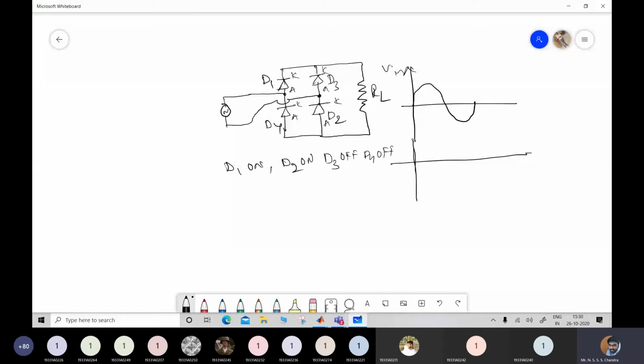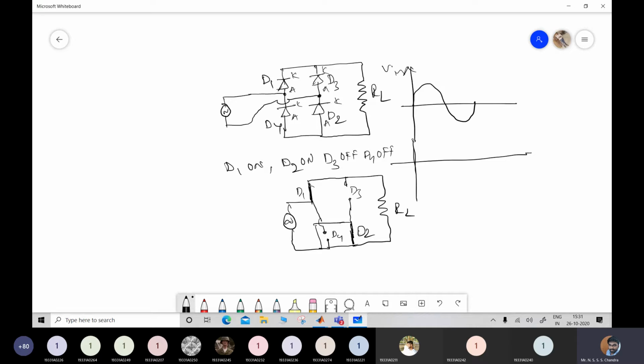Okay, so the circuit will reduce to this. There is a short circuit across diode D1, an open circuit across D3, again a short circuit across D2, and an open circuit across D4. This is how your circuit turns out to be.